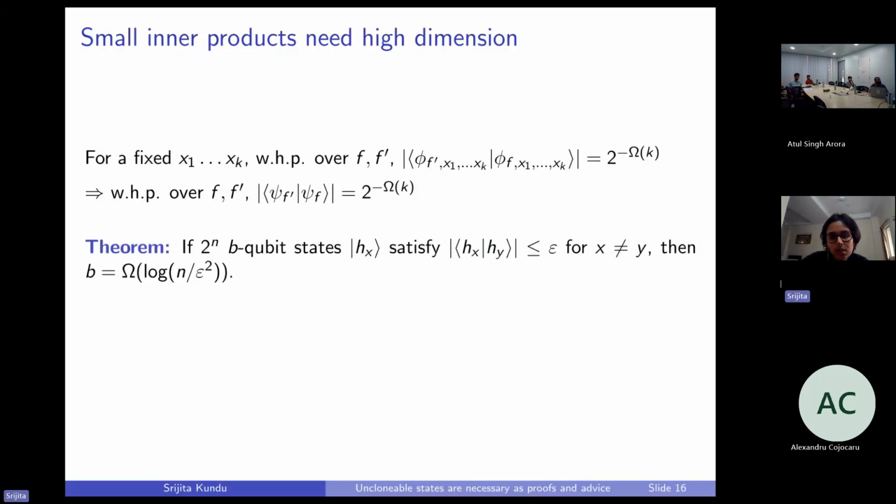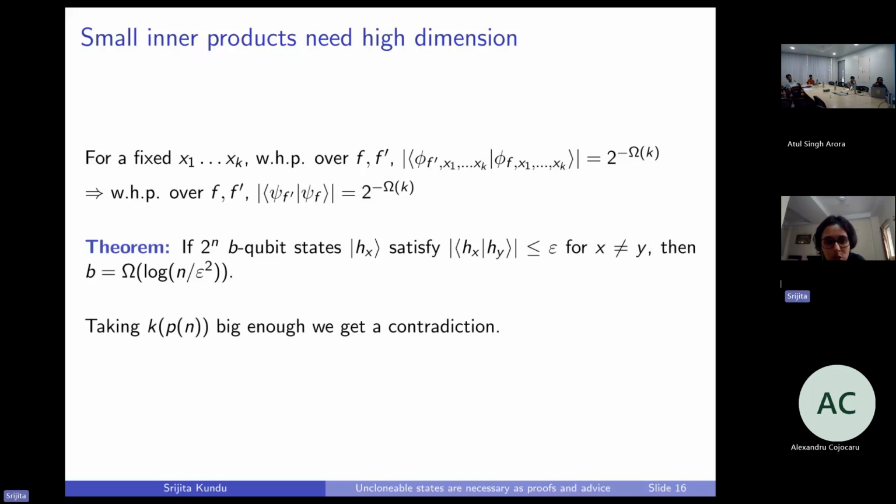Due to this, we can use a result which is basically the converse of the Johnson-Lindenstrauss theorem. It says if you have 2 to the n, b-qubit states h x, that satisfy that all of their pairwise inner products for different x and y are at most epsilon, then b must be at least omega of log n over epsilon squared. So you have a lower bound on the number of qubits that these states h x must have, such that all of the pairwise inner products are small.